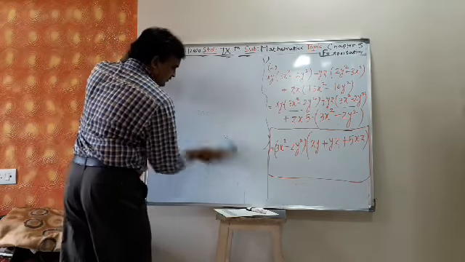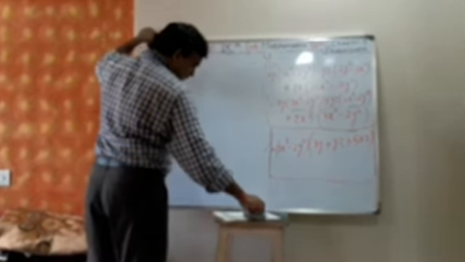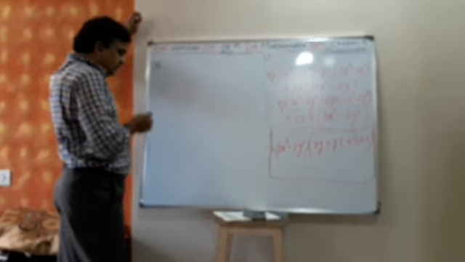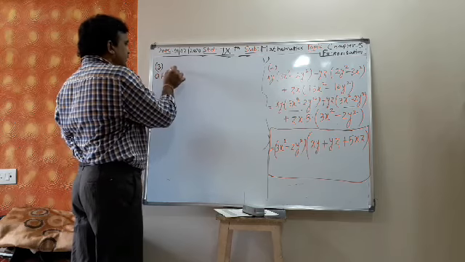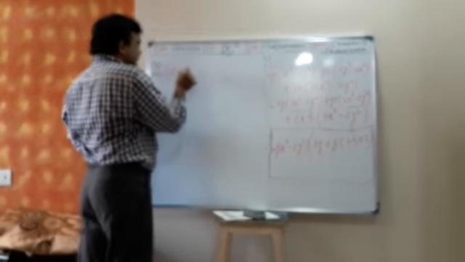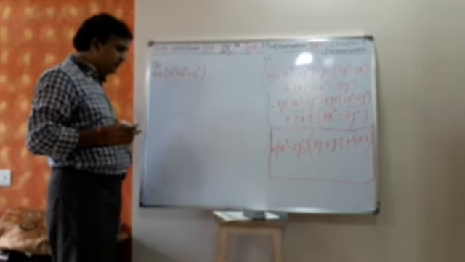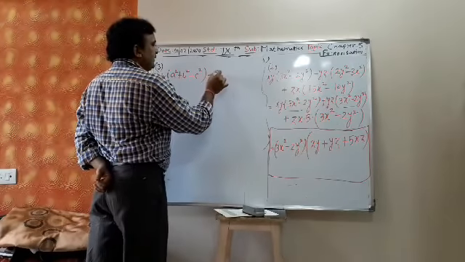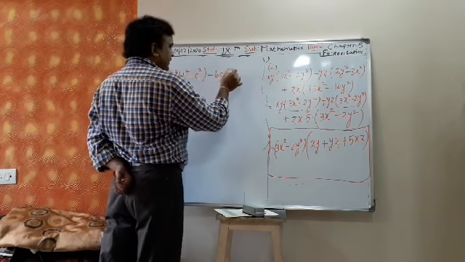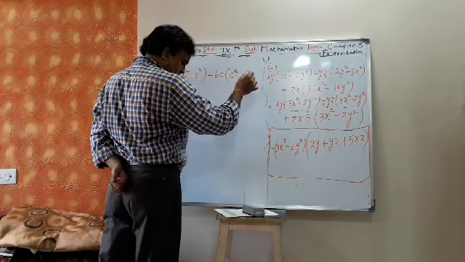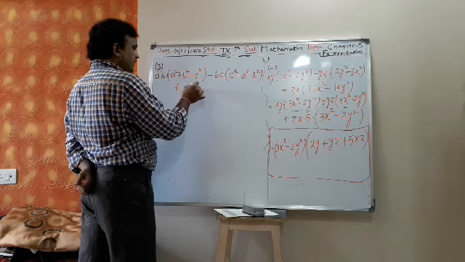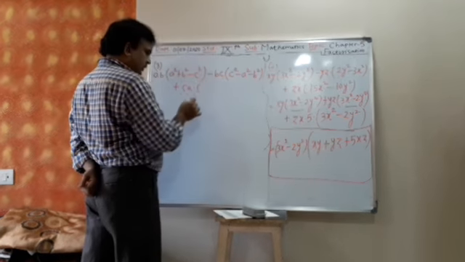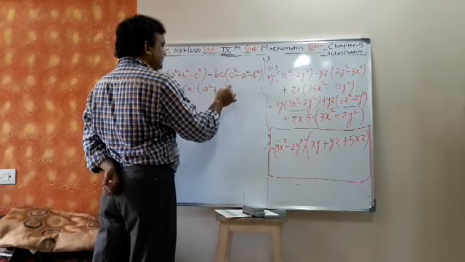Alright. Now let us do the third one. AB into a square plus b square minus c square, minus bc into c square minus a square minus b square, plus ca into a square plus b square minus c square.